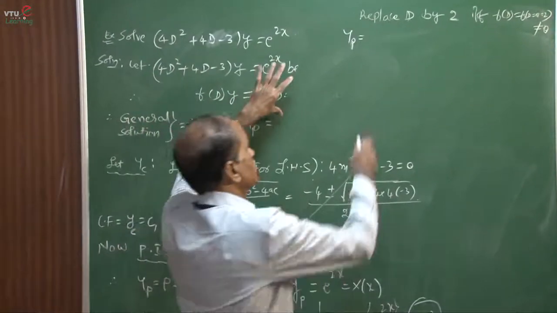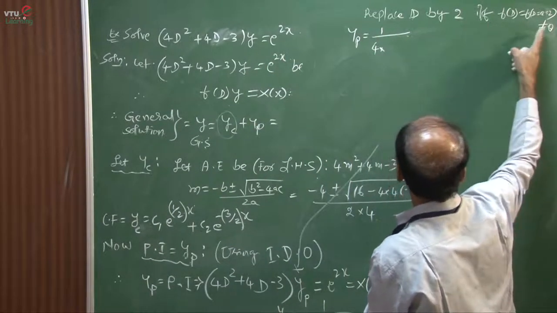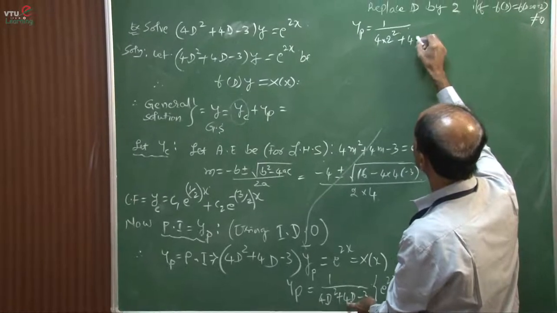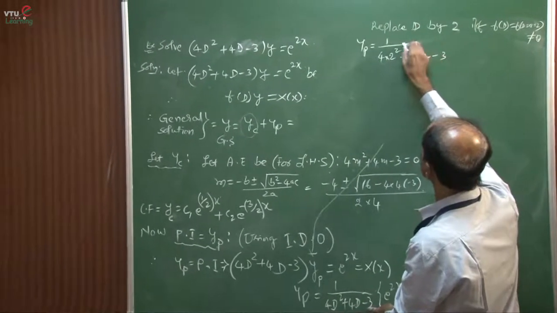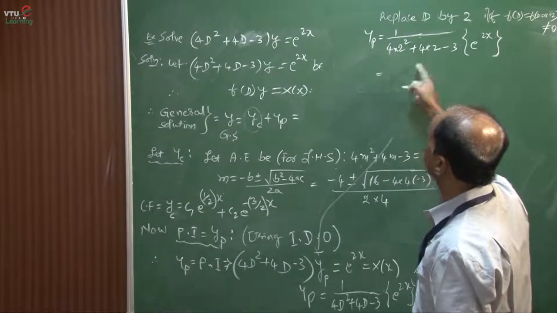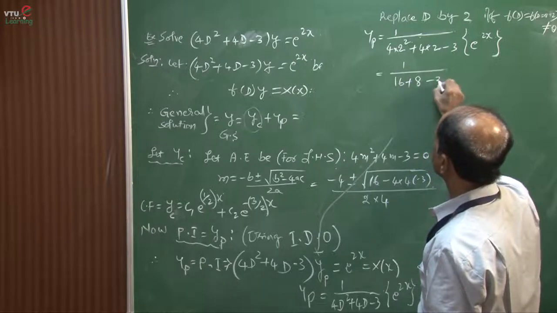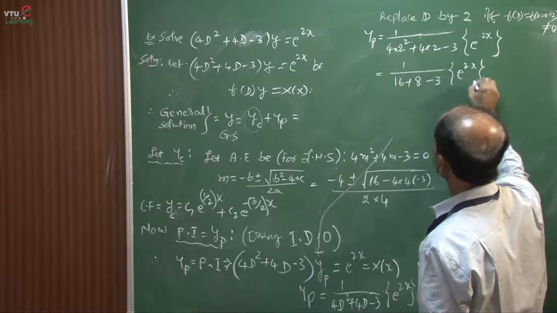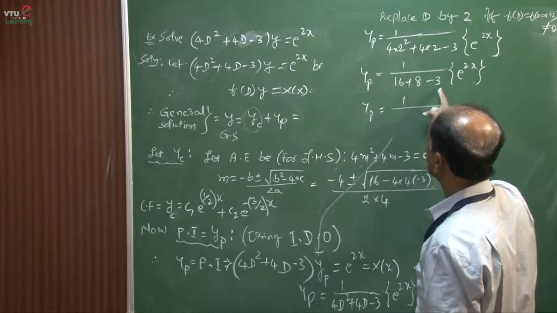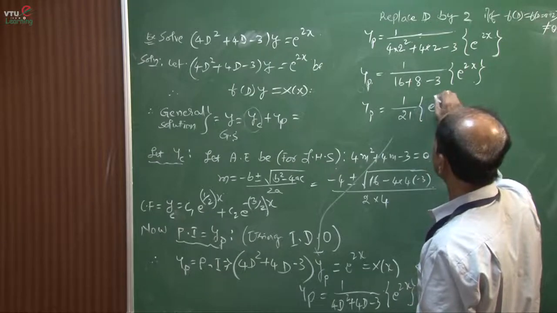We will verify now. This is 1 by how much? 1 by 4 into 2 square, because D square is there, plus 4 into 2 and minus 3, operating on e to the power 2x. Let us verify. This is for f of a: 1 divided by, 4 fours are 16, plus 8 minus 3, operating on e to the power 2x. This is for yp. Then yp is equal to 1 divided by 16 plus 8 minus 3, that is 21, multiplied to e to the power 2x.